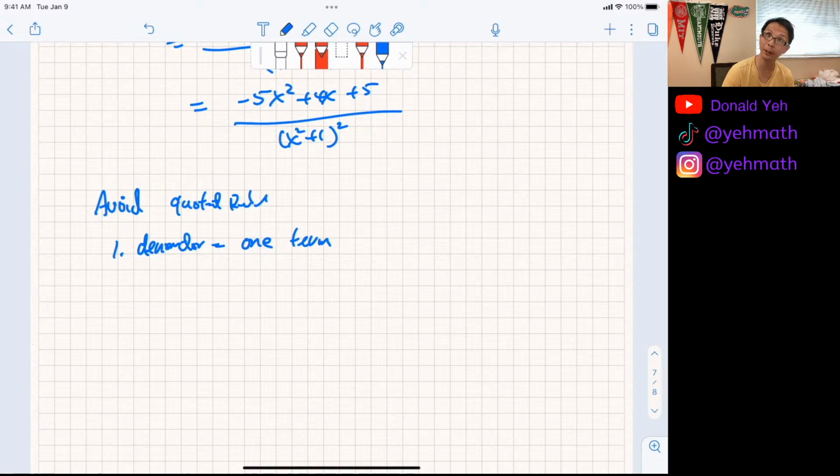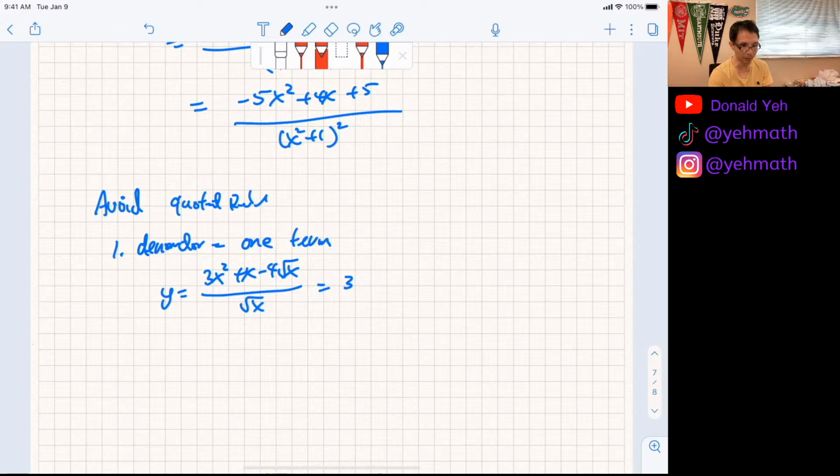For example, yesterday's homework: 3x squared plus x minus 4 square root x, over square root x. Imagine doing the quotient rule with this. It's not pretty. It's better to split them before you do the quotient rule. Don't use the quotient rule in this situation. You could have split them, so it'd be 3x to the 3 over 2 plus x to the 1/2 minus 4, and then you take the derivative from here.